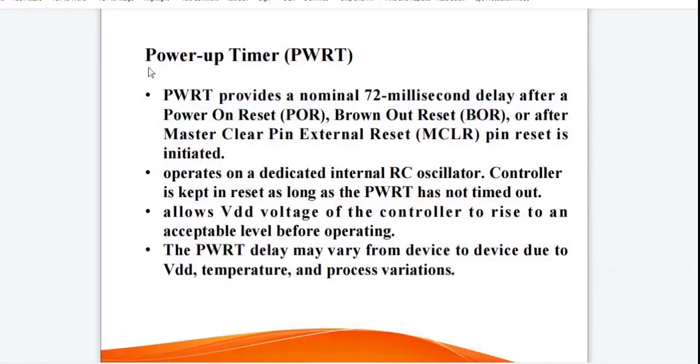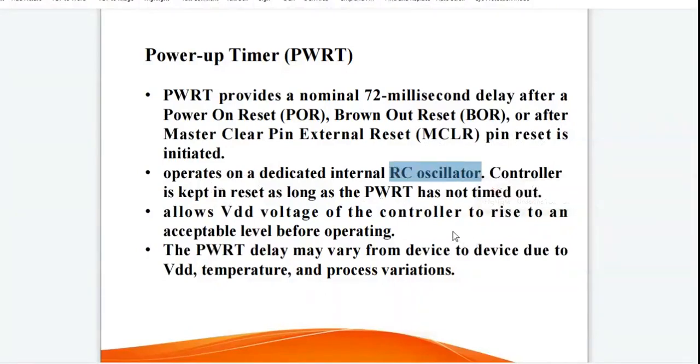Now coming back to the special features of CPU in PIC18F controller, let's talk about the power-up timer. Power-up timer provides a nominal 72 millisecond delay after a POR, BOR, or MCLR reset is initiated. It operates on a dedicated internal RC oscillator.